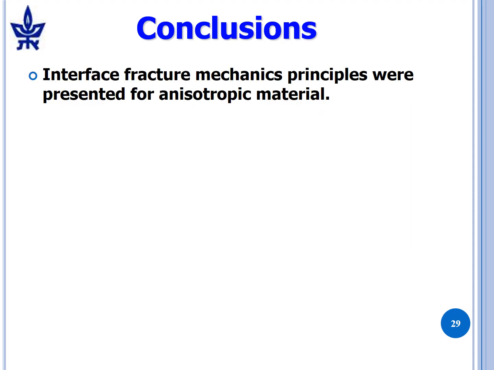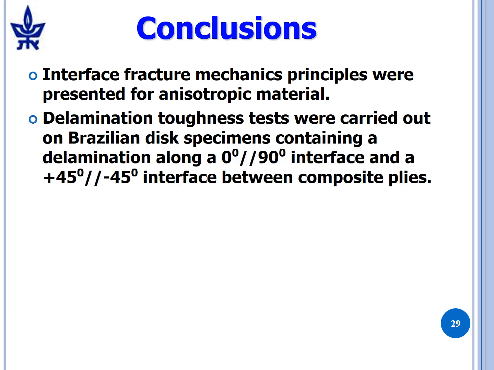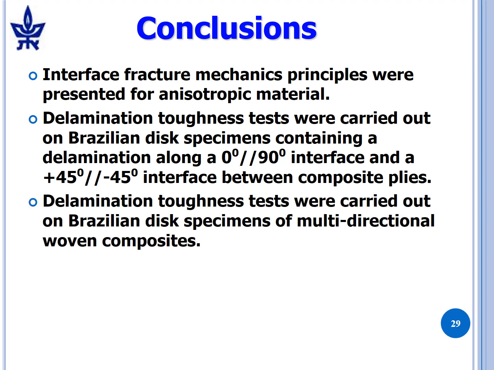So, in conclusion, we've discussed interface fracture mechanics principles for anisotropic homogeneous material. We've homogenized the plies of the laminate. Delamination toughness tests were carried out on Brazilian specimens. They were both across ply. One had an interface of 0-90, the other had an interface of plus 45, minus 45. Delamination toughness tests were also carried out on Brazilian disc tests of multi-directional woven composites, which had superior properties.